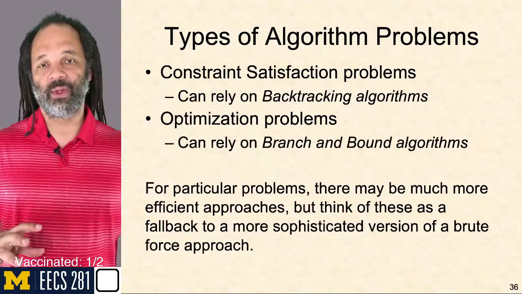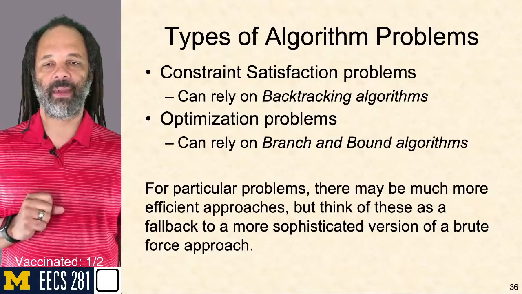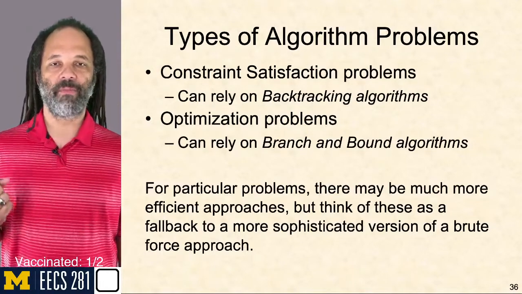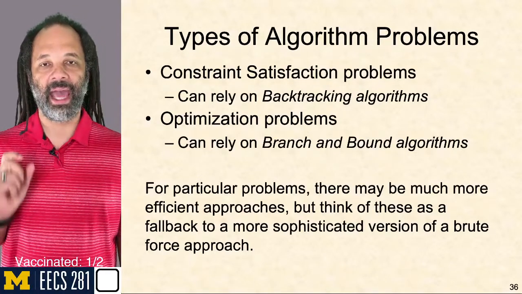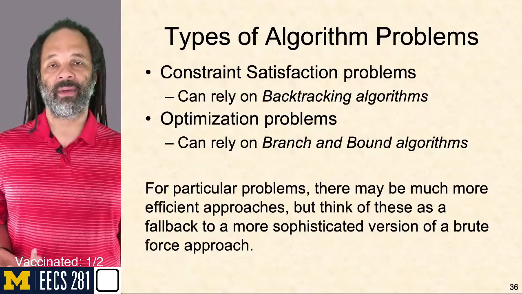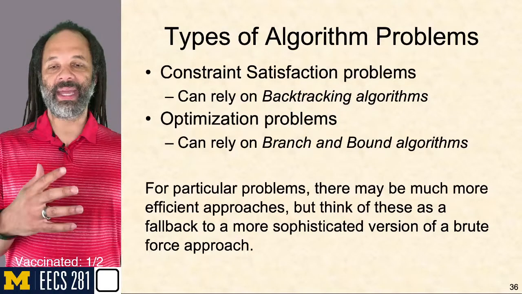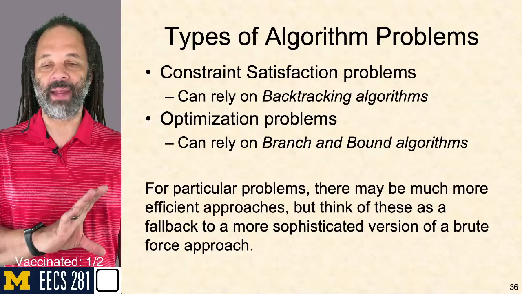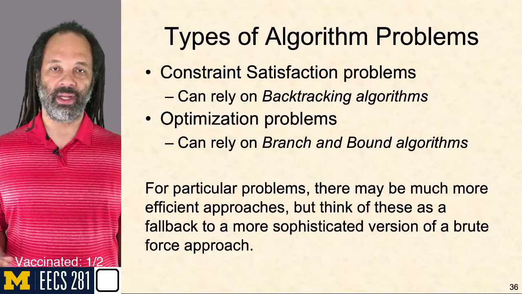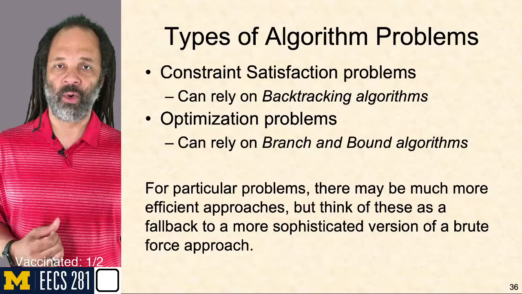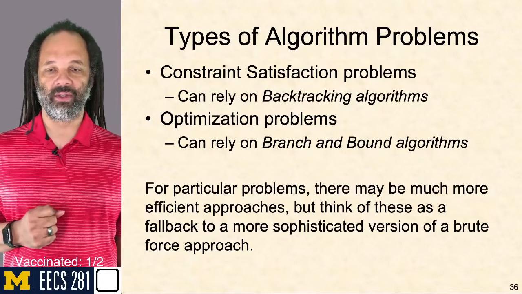So now that we've got those problem types defined, I can say that constraint satisfaction problems can be solved with backtracking algorithms. And optimization problems can be solved with branch and bound algorithms. Those are things that are optional. What that means is for any particular problem, you might have another, much more elegant solution. But if you can't come up with that much more elegant solution, you can always fall back on just doing a backtracking algorithm for constraint satisfaction.